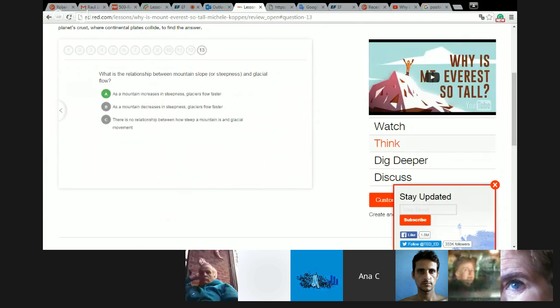Okay, Ken. What is the relationship between mountain slope or steepness and glacial flow? As mountain increases in steepness, glaciers flow faster. As the mountain decreases in steepness, glaciers flow faster. There is no relationship between how steep a mountain is and glacial movement. Maybe if the mountain is sharp, glaciers seem to flow faster.